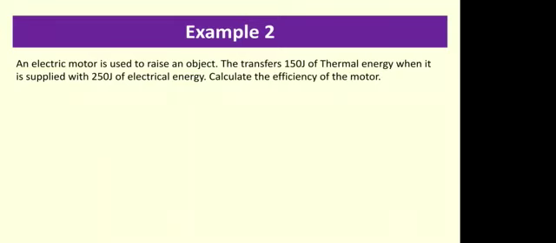So first it says the motor transfers 150 joules of thermal energy. In a motor used to raise an object, we're not interested in thermal energy, that's the wasted energy. So we're going to assume that the leftover energy is going to be the useful energy. The total put in was 250 joules, and if we minus 150, we're left with 100 joules, which must be the useful energy. So now I do the same equation I did from the last one. I do 100 joules, and I divide that by the total energy put in, 250, and simply put that into my calculator.